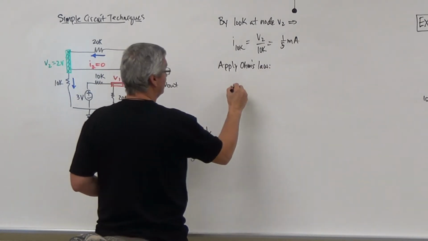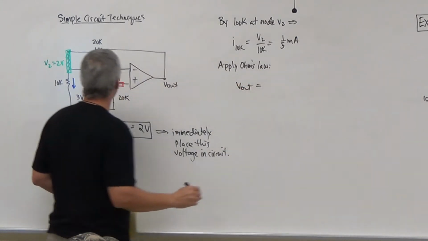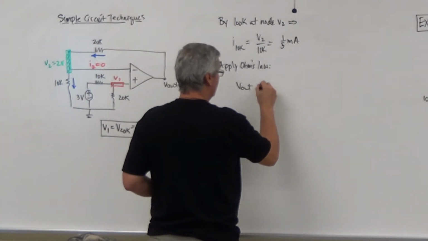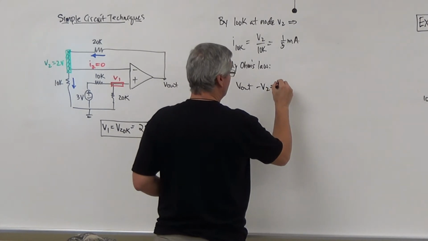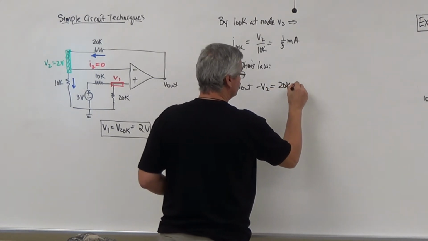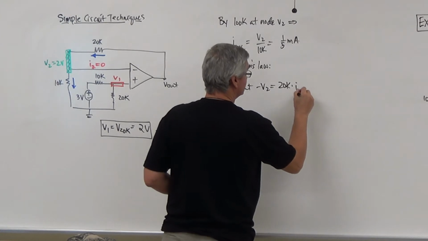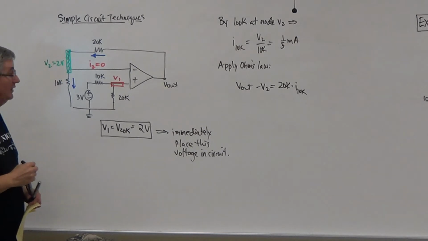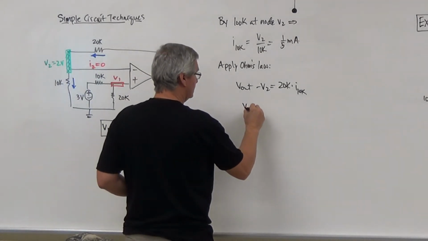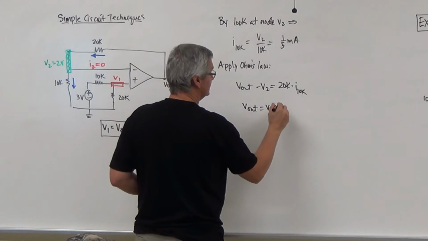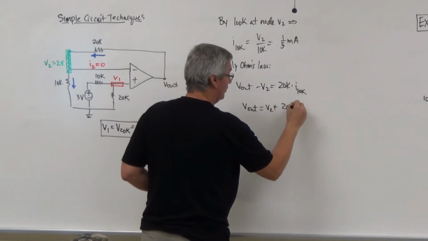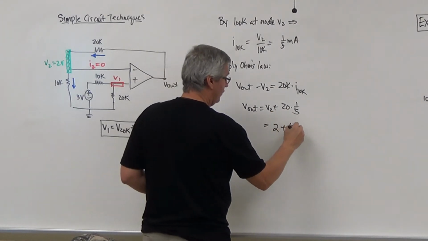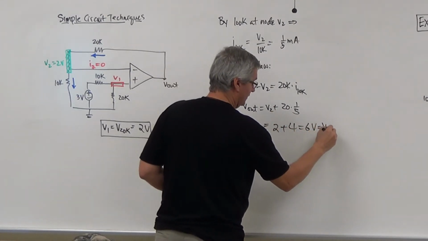In this case, V out, just following the current, has to be V2 plus the 20K resistor times the current of the 10K resistor, because it's the same current flowing through that whole branch. So V out is equal to V2 plus 20 times 1/5. You can see that this would be 2 plus 4, which gives me 6 volts.